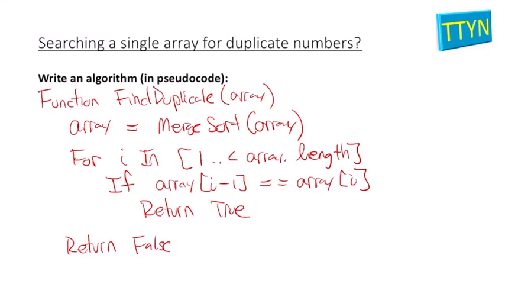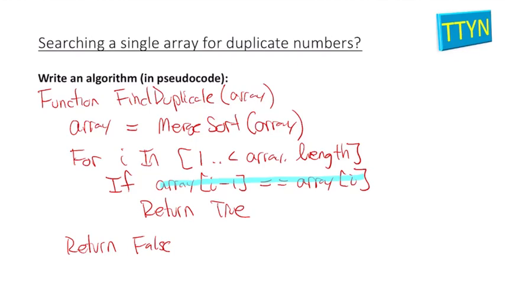So how does this work? Well, if we sort the array, that means that any numbers that are the same will be right next to each other in the array. And what we are doing on this line here is we're saying if the number to the left of the current number is the same as the current number, then those are duplicates. And there's no way to have duplicates that aren't right next to each other somewhere in the array.